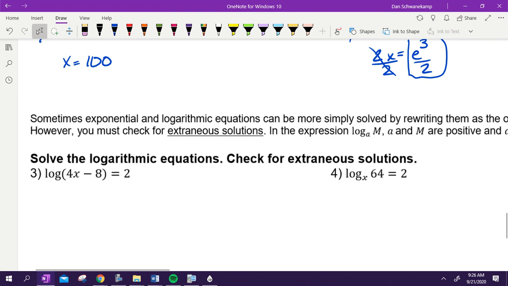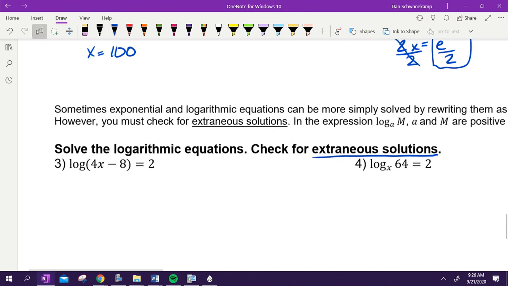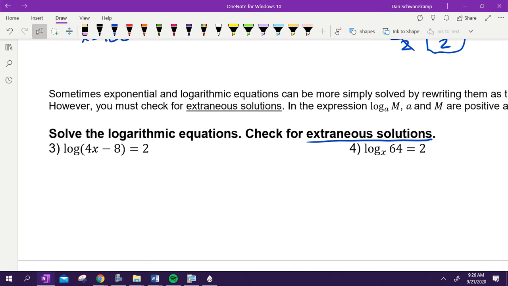Last thing, we're solving some logarithms. We can have an extraneous solution. Not only can the argument not be negative, but something else also is going to apply. Solve 3 and 4 real quick with your neighbor and get an answer.